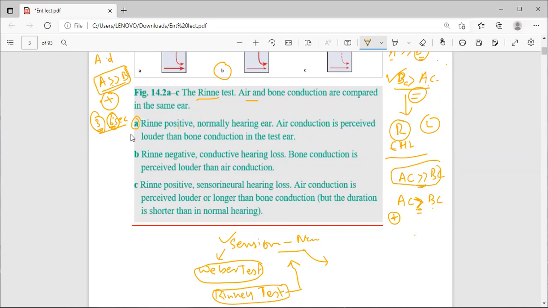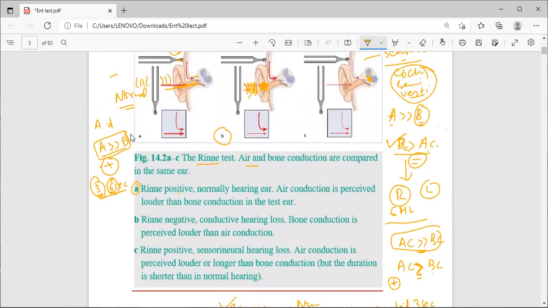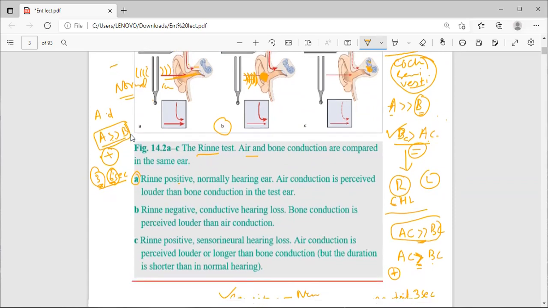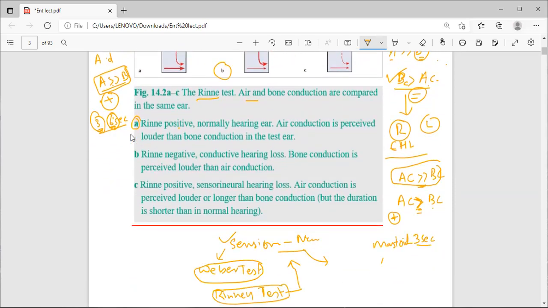Like if you hear the tuning fork, suppose you strike the tuning fork and place it on the mastoid, you will hear it for 3 seconds. And when you place the same tuning fork 1 centimeter from the ear canal, you will hear it for 3 seconds more, like for 6 seconds. So air conduction will be for 6 seconds. Here you see that air conduction is double the duration of bone conduction.